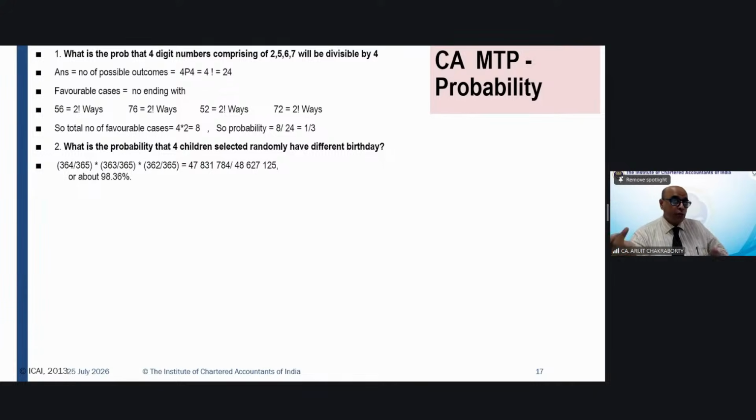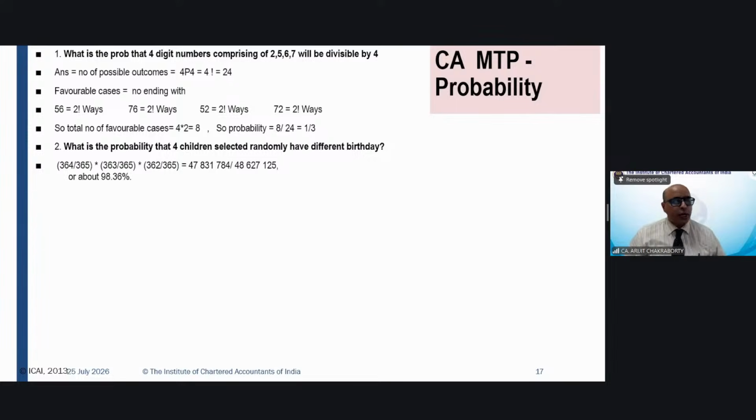The second child will have a different birthday. That means now out of 365 days, the favorable days will be 364, because the first child's birthday has to be deselected. Every child will have a different birthday. So say the first child's birthday is 1st March. Out of 365, 1 day is gone. So now the second child's birthday can fall on any day excepting 1st March. I hope you understand the logic. So the probability for the second child will be 364 by 365.